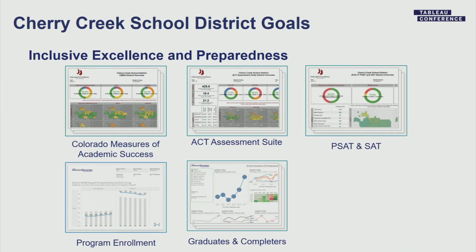So when we measure how well we're doing as a system in relation to our goals, I think we can do pretty well looking at inclusive excellence. We do that through looking at our assessment data. In Colorado, our state assessment system is called the Colorado Measures of Academic Success. The assessments are designed to measure whether or not students are college or career ready. So there are certain benchmarks, and we track the percentage of kids who are meeting college readiness benchmarks.